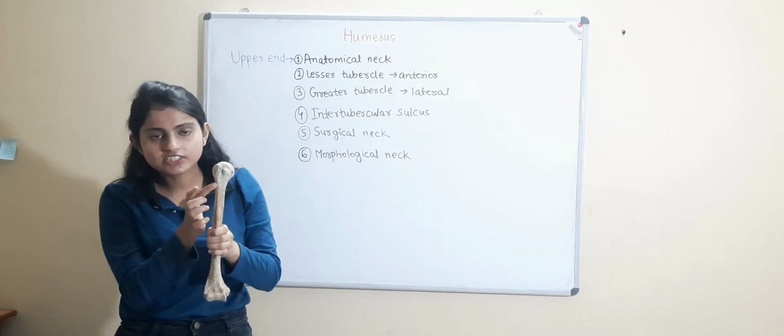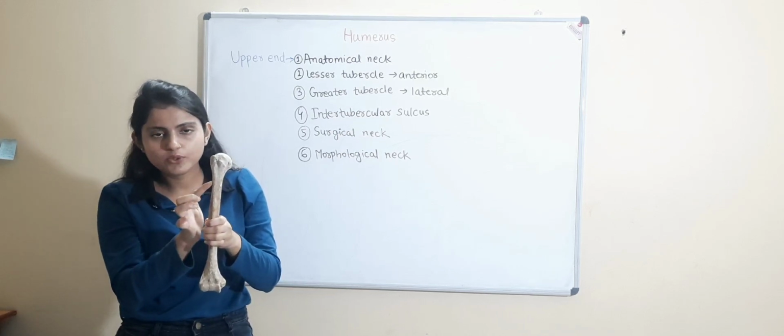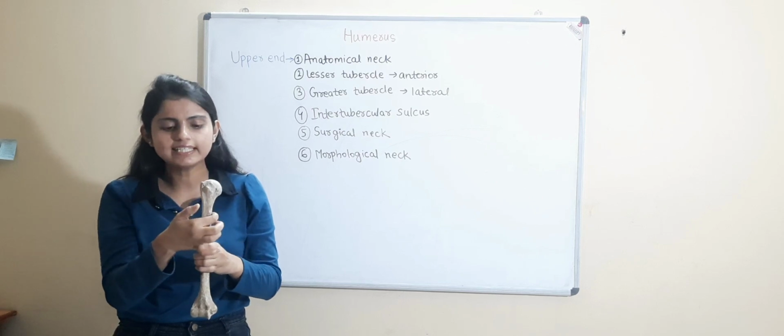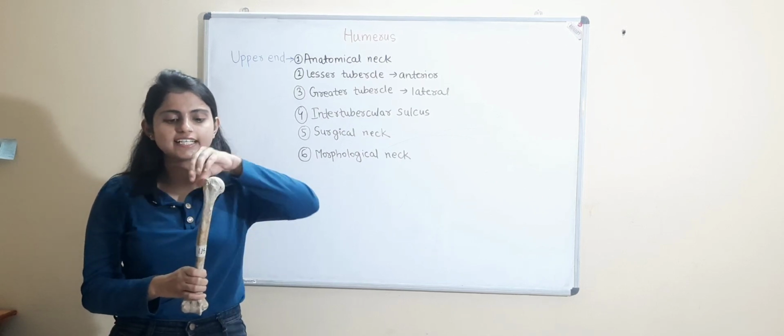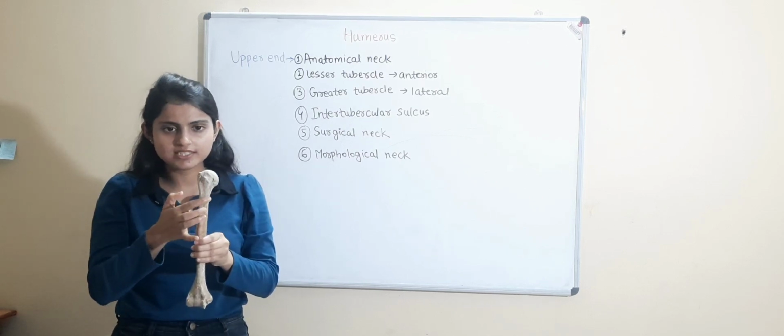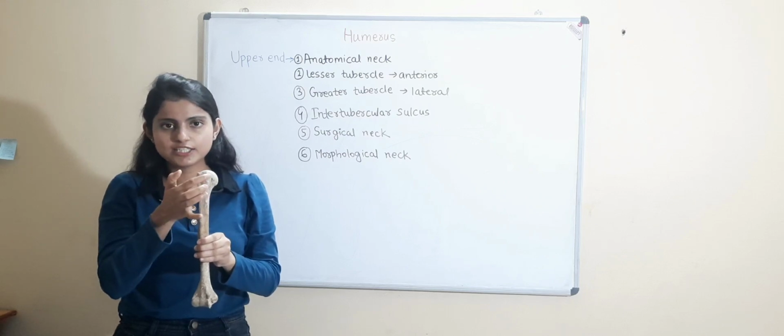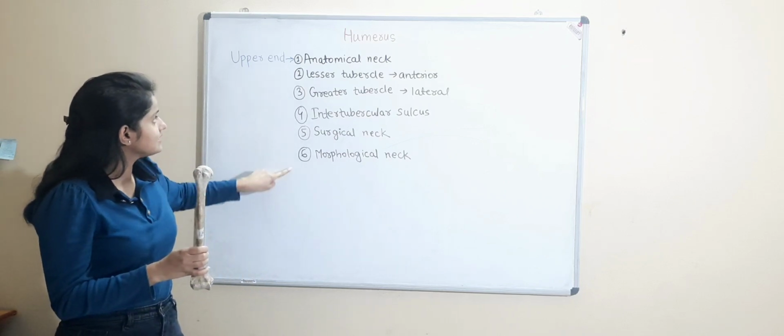This is the head, this is the surgical neck, and 5 cm below the surgical neck is the morphological neck. This is the lesser tubercle, this is the greater tubercle, and this is the intertubercular sulcus between the greater and the lesser tubercle. There are 6 parts in the upper end.